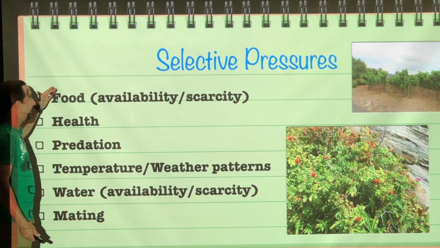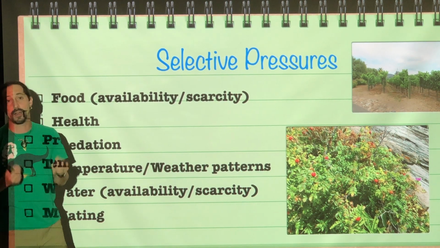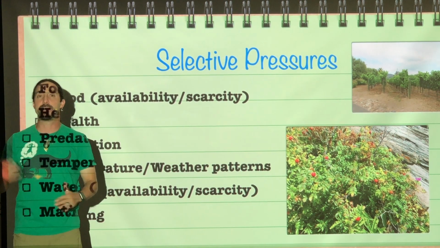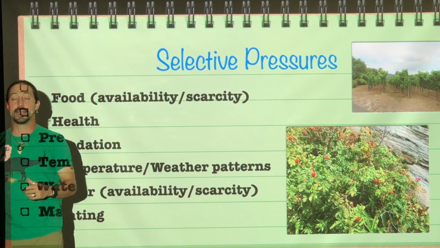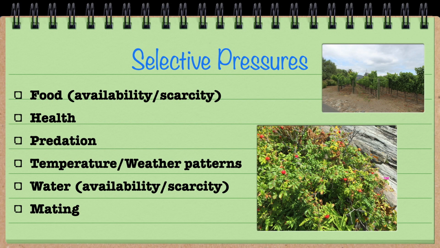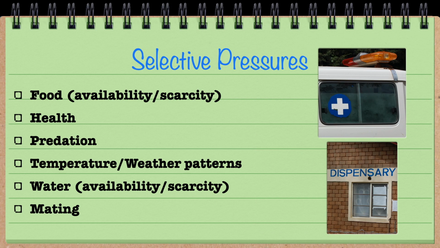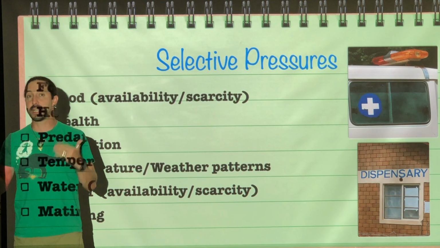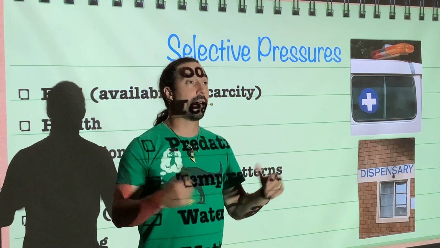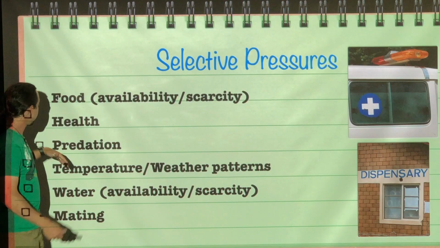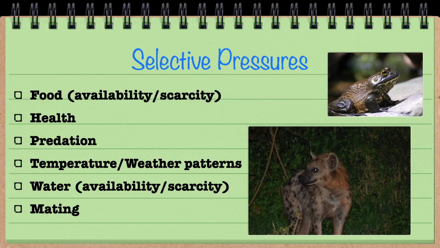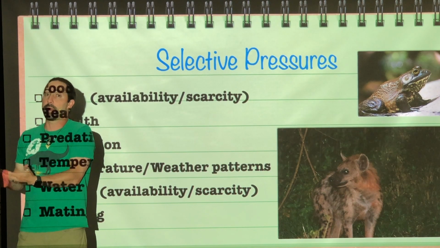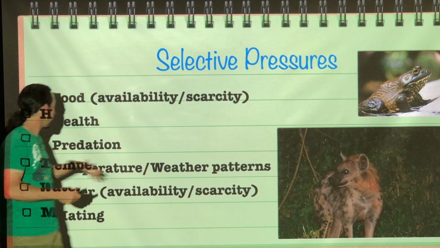Well, we have food, the availability or scarcity of those resources, whether it happens to be sunlight for a plant or whether it is the availability of plant life or another organism that a heterotroph would happen to consume. Also, the health of organisms. Some organisms are going to be much more susceptible to sickness or injury, and that obviously is disfavorable. We also have predation. Organisms that can evade predators will do better, and organisms that are unable to avoid predators will end up as lunch.